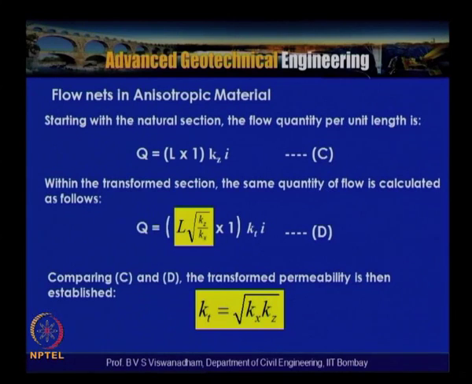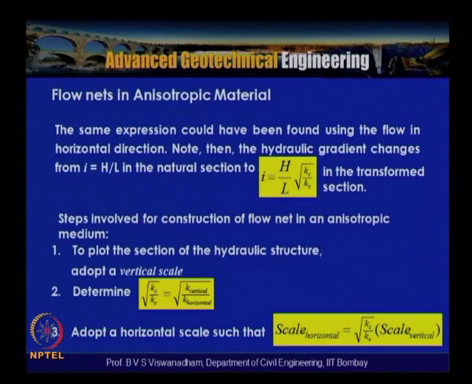So comparing both C and D, we get the transformed permeability kt is equal to root over kx into kz. So in the transformed permeability, where we convert the anisotropic case into the isotropic case, kt is the permeability in the horizontal direction multiplied by the permeability in the vertical direction, and the square root of that.